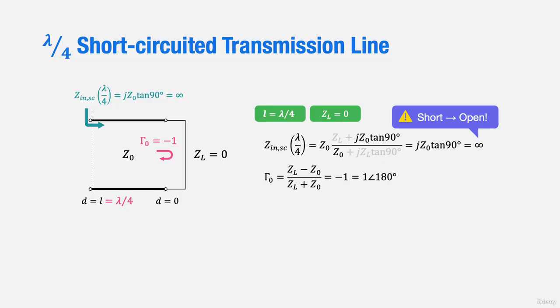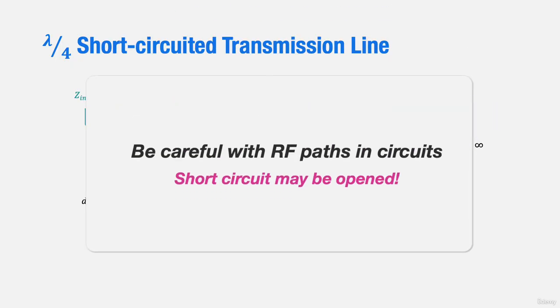Additionally, no matter what the Z0 is designed to be, there is no improvement at all. Suppose we ground a quarter-wave line. In that case, it becomes a disaster since a short circuit at this frequency converts to an open circuit, significantly affecting circuit performance. Therefore, we need to be careful with the RF path in circuit design.